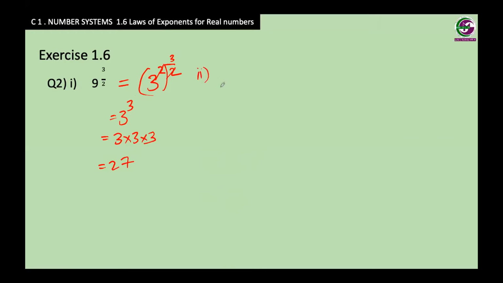Okay, now the next one is 32 power 2 by 5. We already wrote 32 as 2 power 5, and you have to divide by 5 at the top or outside the bracket. These two get cancelled, and you get 2 power 2, which is equal to 4.